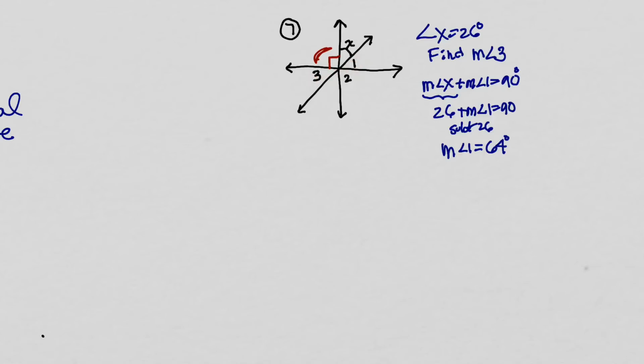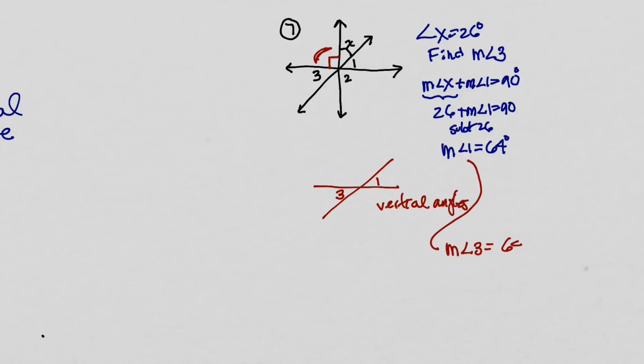I'm going to draw them down here. Okay, here's angle 1, here's angle 3. These turn out to be vertical angles, and vertical angles have the same measure. So if we know that the measure of angle 1 is 64 degrees, it must be that the measure of angle 3 is also 64 degrees.